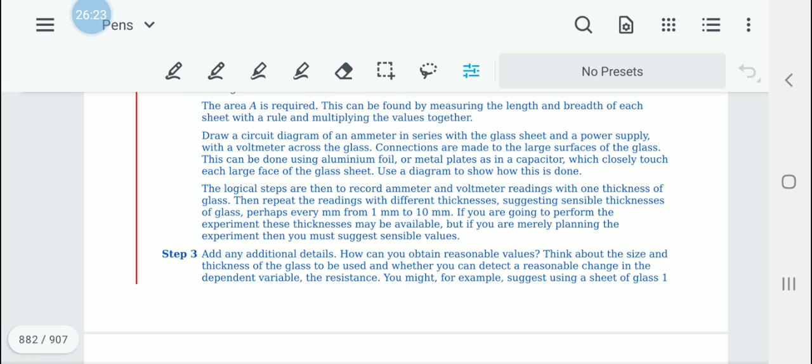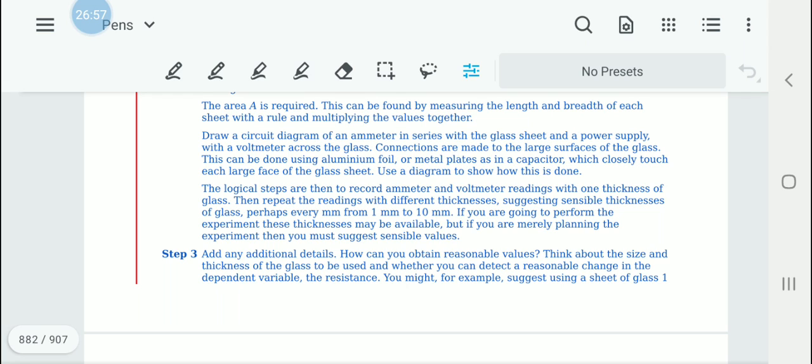Then the readings that you need to take are the ammeter and voltmeter readings, and how they change with different thicknesses. You take these different thicknesses and the voltmeter and ammeter readings, and now you need to give some sensible thicknesses of glass, from 1 millimeter to 10 millimeter. You can't talk about nanometers and you can't talk about meters.